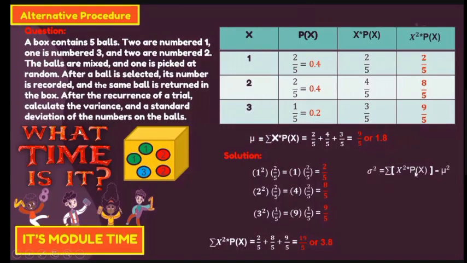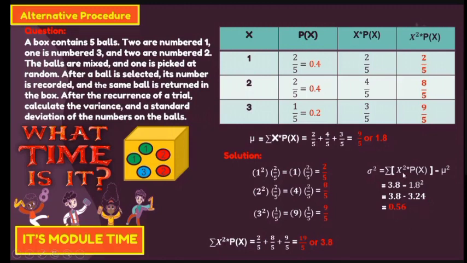Itong part na to, ito yung summation ng fourth column. Itong part naman na to, ito yung value natin for the mean, and then you have to square lang naman or multiply it by itself. So ang mangyayari lang, diba since sinolve natin tong fourth column as 3.8, lipat mo lang siya dito, minus yung value ng mean natin as 1.8 since naka-raise siya by 2. So you will have 1.8 raised to 2. Next natin is 3.8 minus 3.24. Then the value of our variance is equal to 0.56.